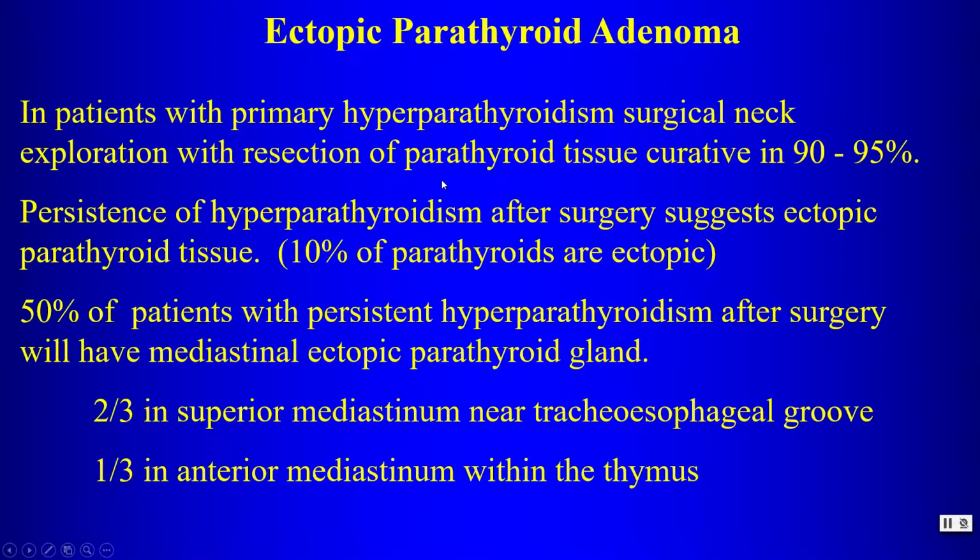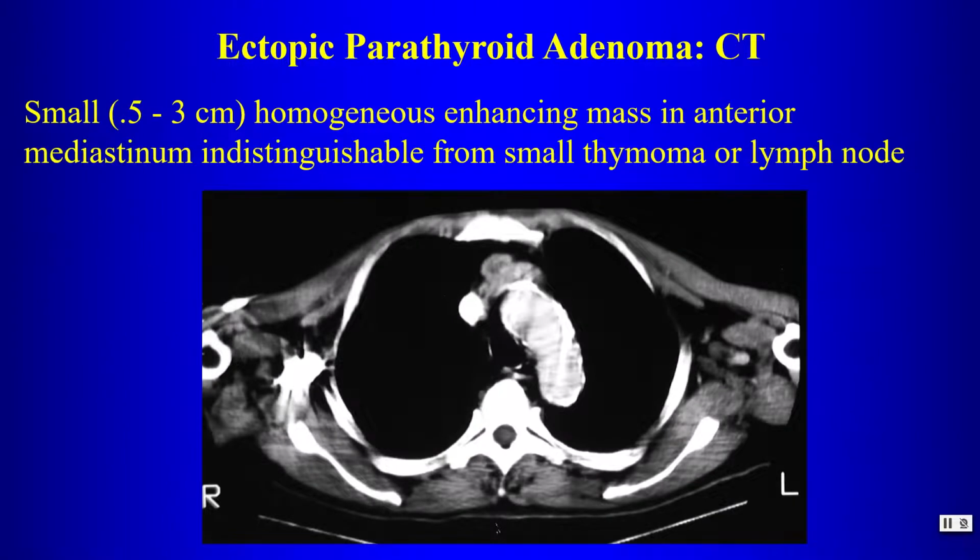In patients with primary hyperparathyroidism, surgical neck exploration with resection of the parathyroid tissue is usually curative. But if the hyperparathyroidism remains after surgery, that suggests that we have ectopic parathyroid tissue, and in 50% of cases, the ectopic parathyroid tissue will be in the mediastinum, and 2/3 in the superior mediastinum near the tracheoesophageal groove. In 1/3 of cases, though, it can be in the anterior mediastinum within the thymus.